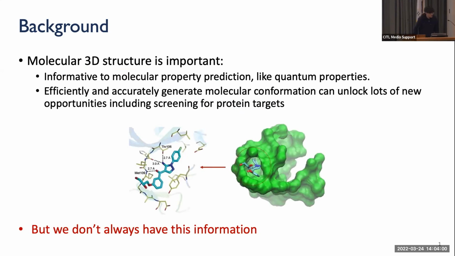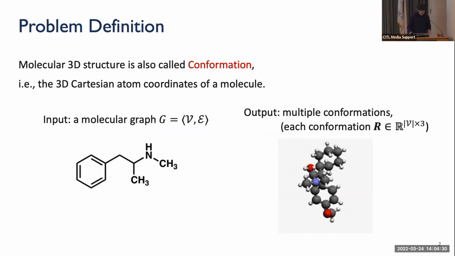Molecular 3D structure is important because it is informative to molecular property predictions like quantum properties. And if we can efficiently and accurately generate molecular conformation, we can also unlock lots of new opportunities, such as screening for protein targets. However, we don't always have this molecular 3D structure information. What we usually have is the molecular 2D graph. So given a molecular 2D graph, how to predict its 3D structure becomes a very important problem.